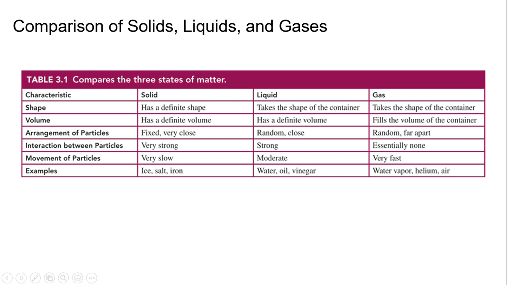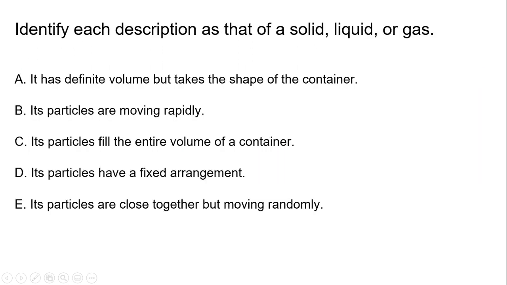Arrangement of particles. Solids have a fixed arrangement, liquids are random and close, and gases are extremely far apart. Interaction between particles: solids are strong because they have to be. That's what keeps them in the solid state. Strong for liquid because it's still together. And for gas, eventually they don't want to deal with each other. Solid has very slow movement of particles. Liquid is moderate. And gas is extremely, extremely fast.